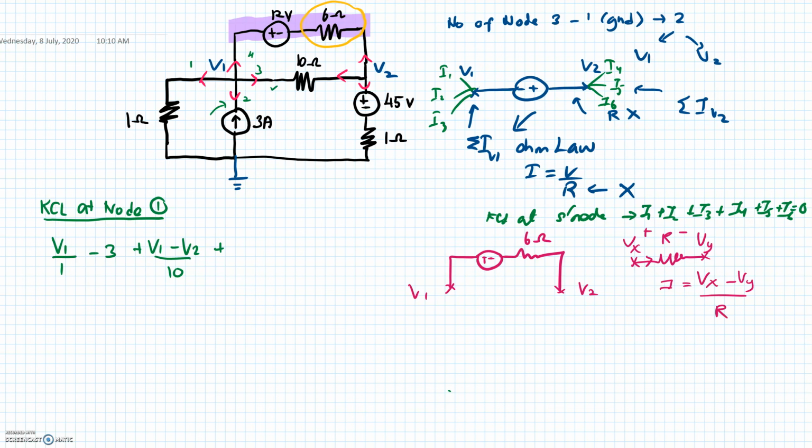The problem is you don't know what the voltage is at the left side of your 6 ohm. As you can see here, you have two voltages, which are V1 and the 12 volt. Okay, so either V1 plus 12 or V1 minus 12, you are not sure. So how to confirm the value of V at the left side of your 6 ohm?